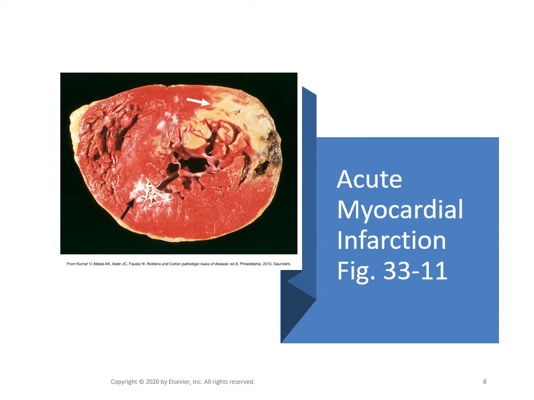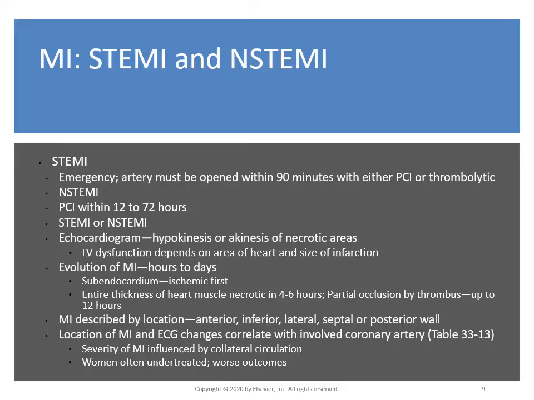The acute MI process evolves over time from hours to a few days. If ischemia persists, it takes 4 to 6 hours for the entire thickness of the cardiac muscle to necrose. If the thrombus is not completely blocking the artery, the time to complete the necrosis may be as long as 12 hours.